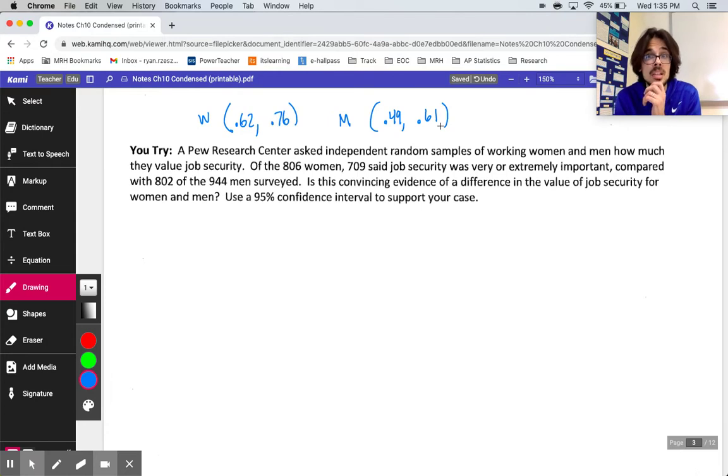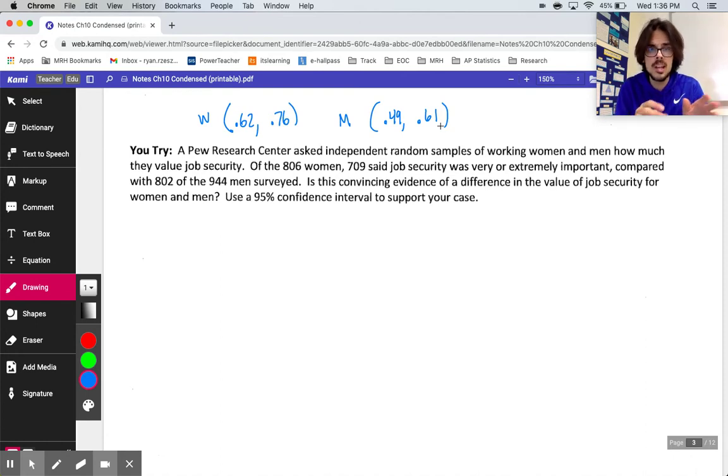So probably I have convincing evidence that the women value job security more. That would be a totally fine way of analyzing the problem. Instead of going about it that way, what we're going to do is make an interval, not 2 separate ones. That's chapter 7, chapter 8, chapter 9 stuff. We're going to analyze how far apart those 2 groups actually are.